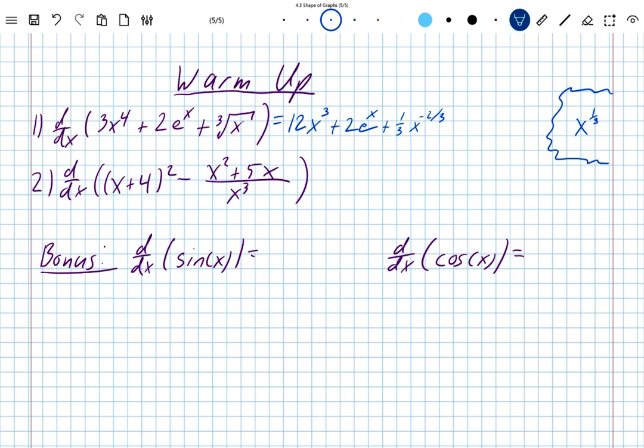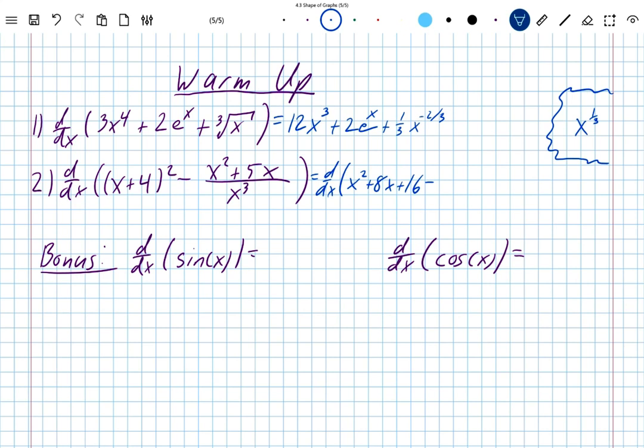Not bad. This second one takes maybe a touch of work, I think. So I'm going to go ahead and rewrite the stuff on the inside. That's kind of the point, is both of these, it helps if you do a little bit of algebra. So let's first square this out. X squared plus 8x plus 16 minus, and then it helps if we split this numerator up over the denominator.